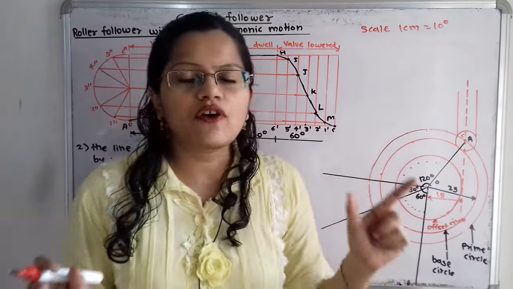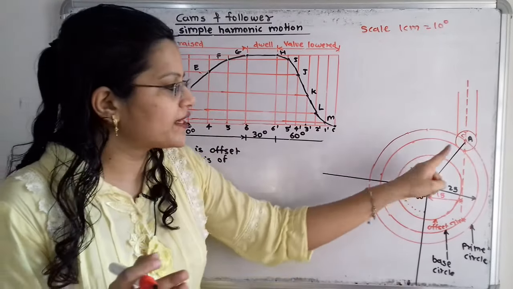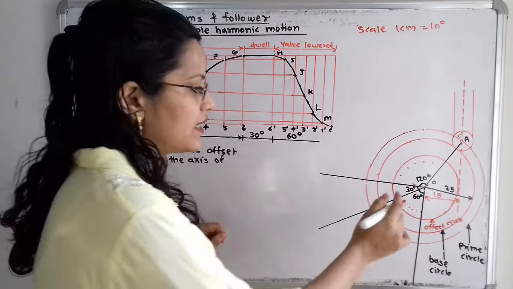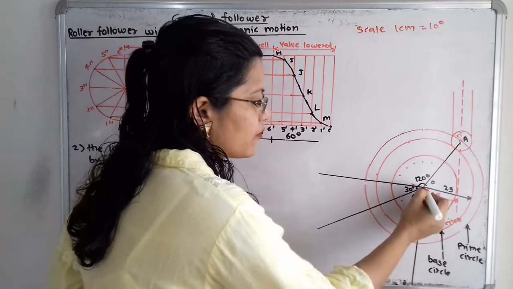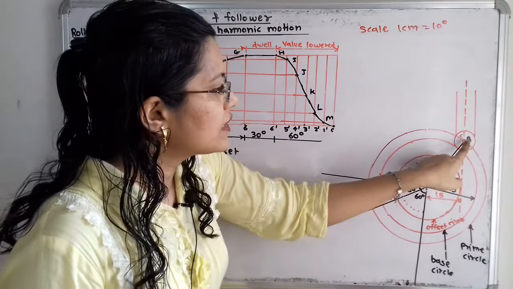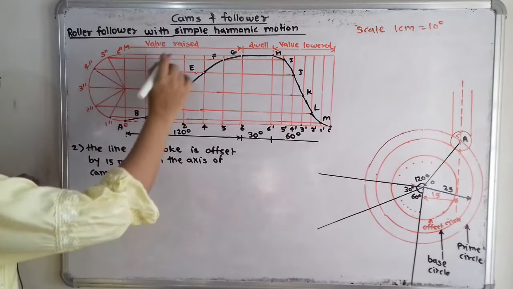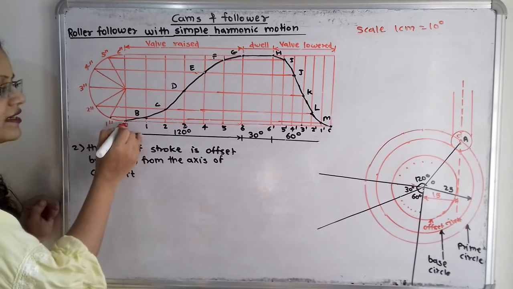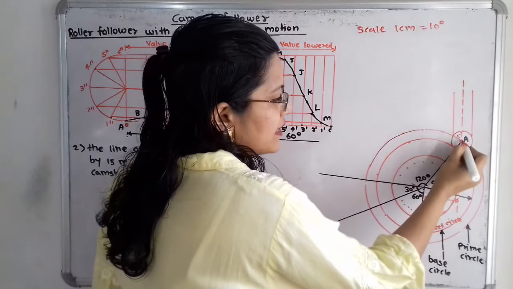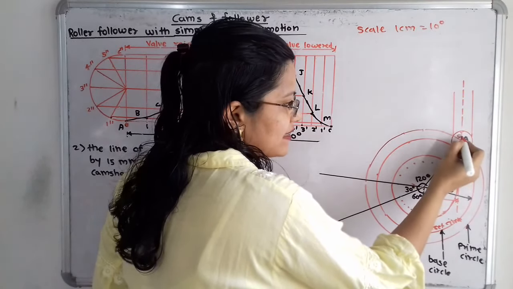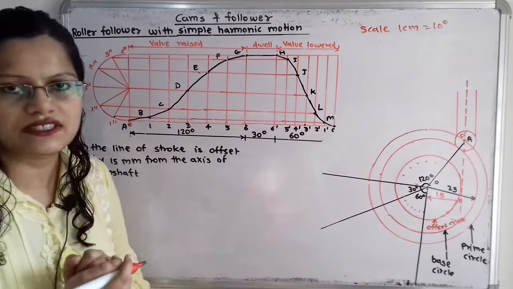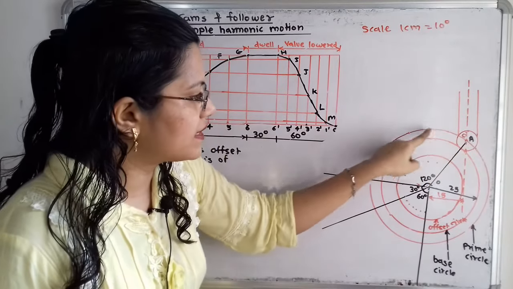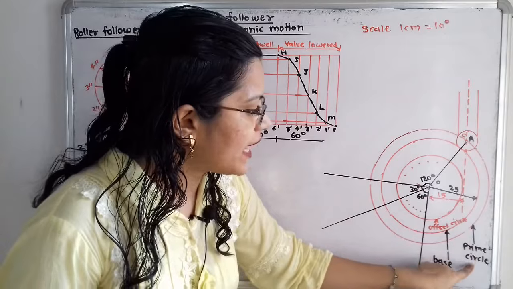In the case of a roller follower, we know that the trace point is the center of the roller. So this is the initial position of the roller, that is 15 millimeter offset from the center of the camshaft. If we observe the displacement diagram, this is the initial position, that is the point A and number 0. So we give here the center point A, and at the same time the number 0. Again we will draw one circle passing through this point A, and this circle is known as the prime circle.